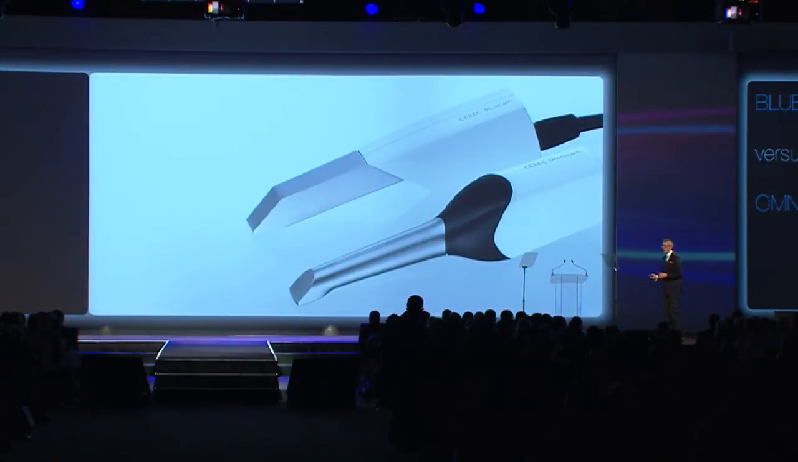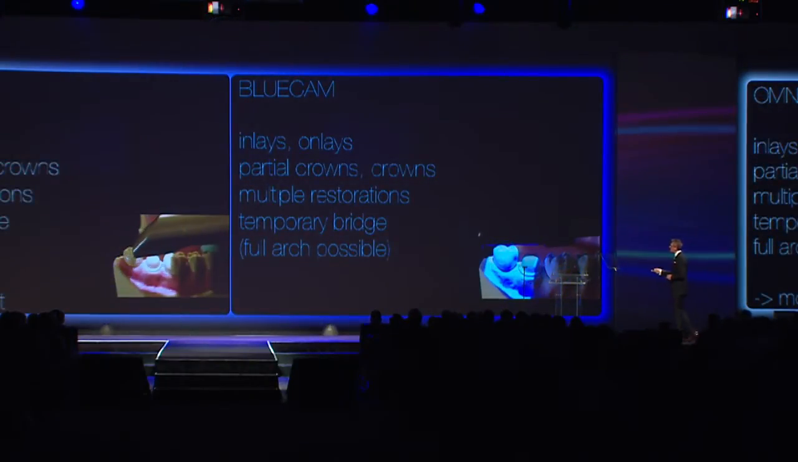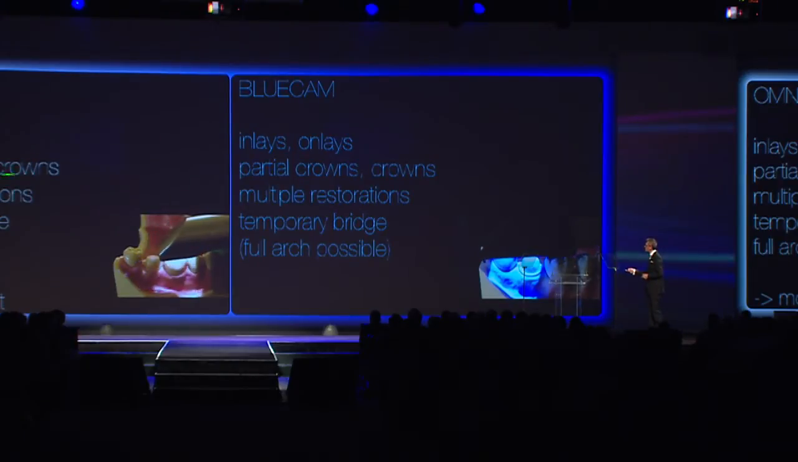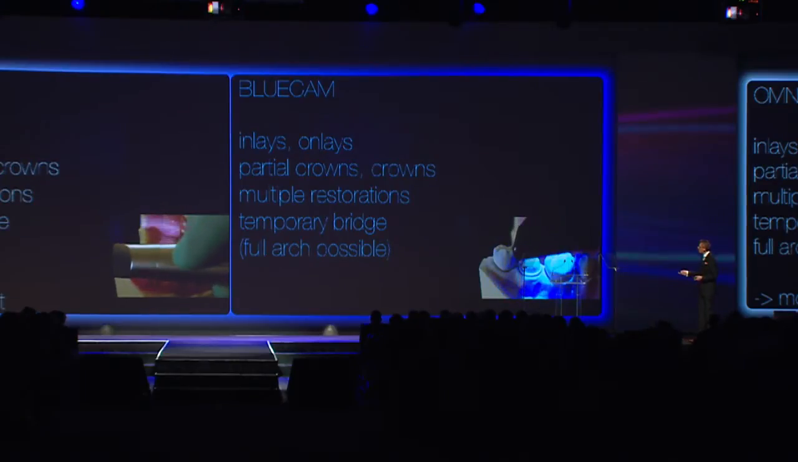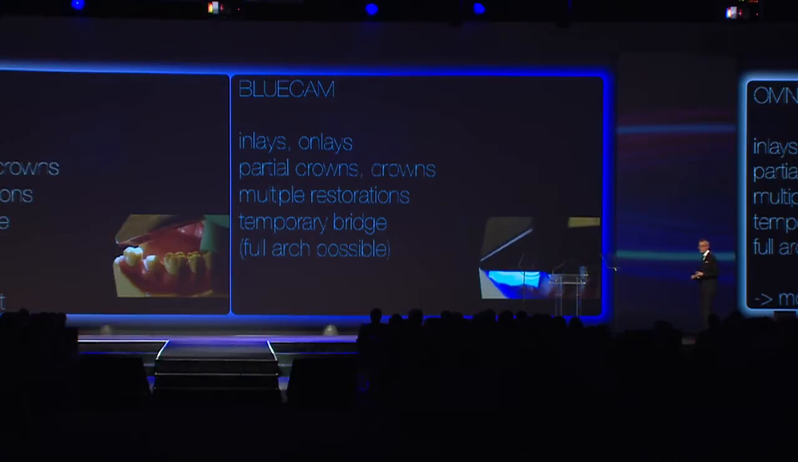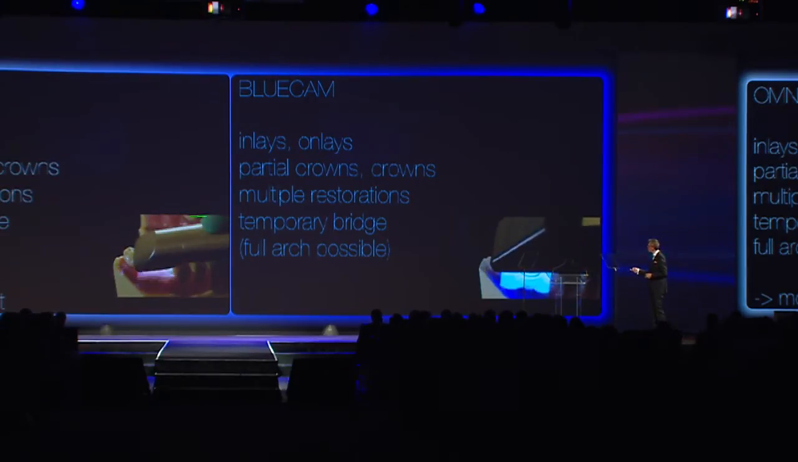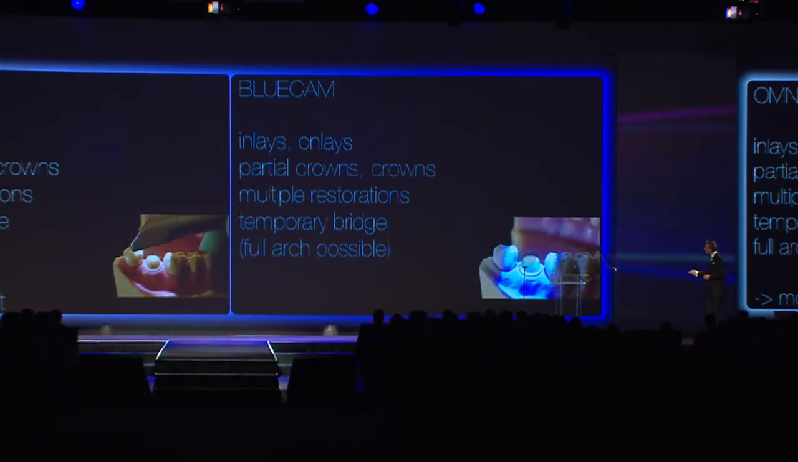Again, BlueCam versus the OmniCam. What is the difference? What can we do? So we can do inlays, onlays, partial crowns, crowns. You see the same here on the list for the BlueCam restorations. We can also do multiple restorations. We have basically the same software. It's based on the 4.0 software. We can do a temporary bridge with both camera systems, and we can do a full arch.